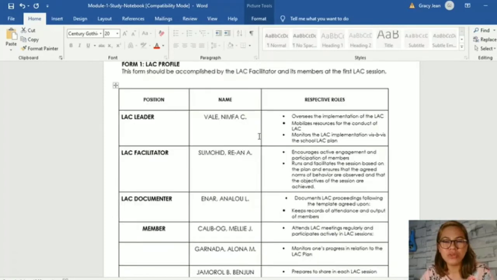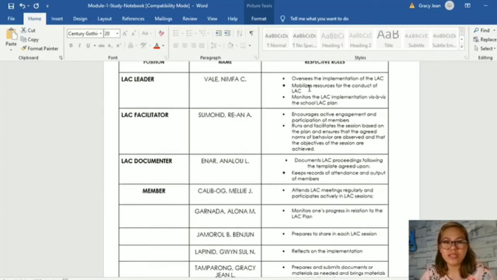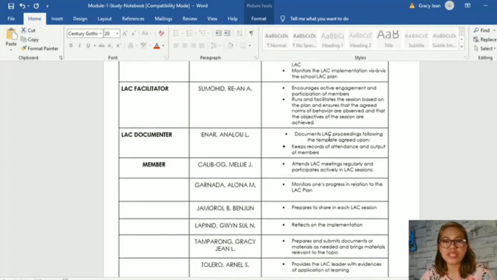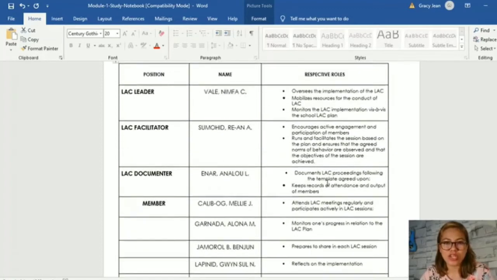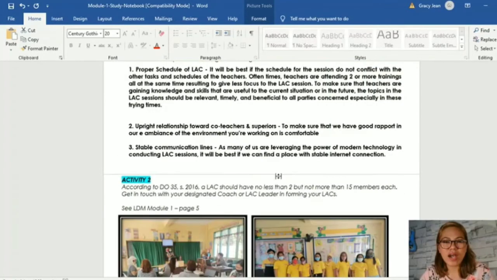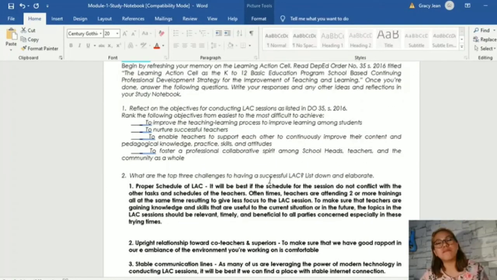So, mind-blowing. But at the same time, ang importante dito is natutunan kung ano yung mga new setup, po ang mga functions and rules of the different members in the LAC session. So, ayan po. Ito po ang lahat ang nakapaloob ng Module 1, meaning it talks about the course overview and the course orientation.